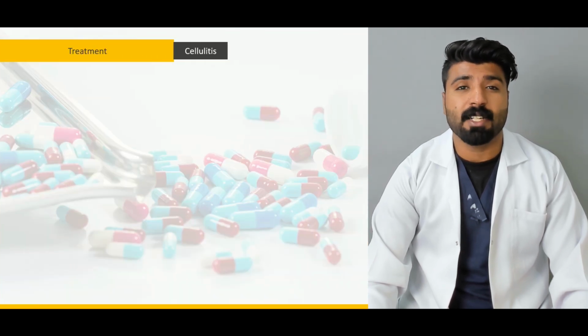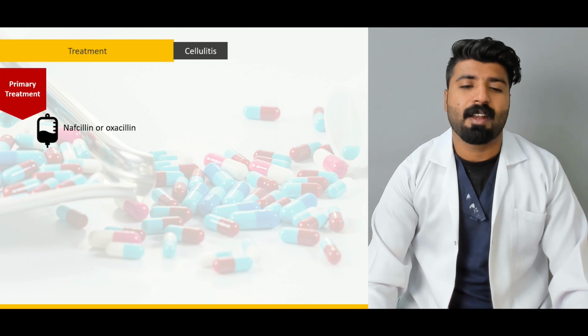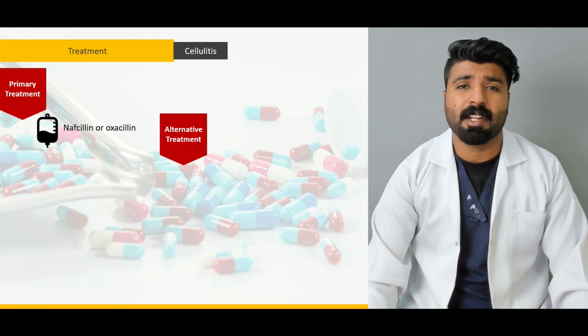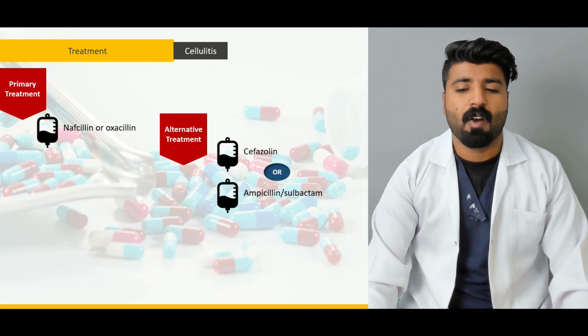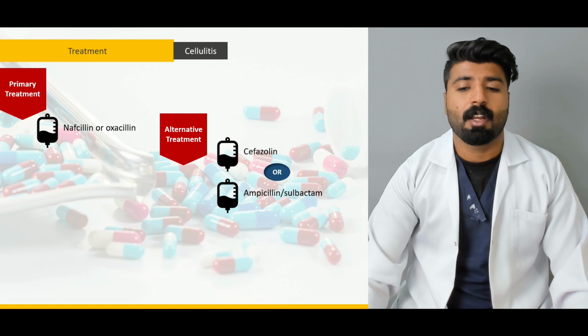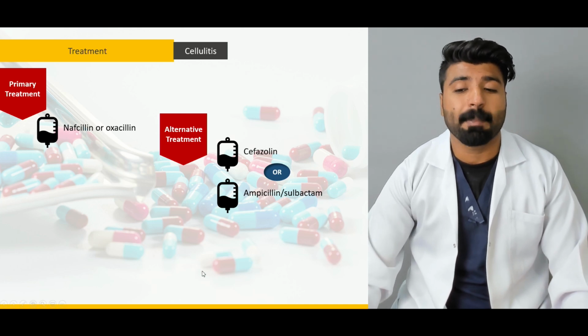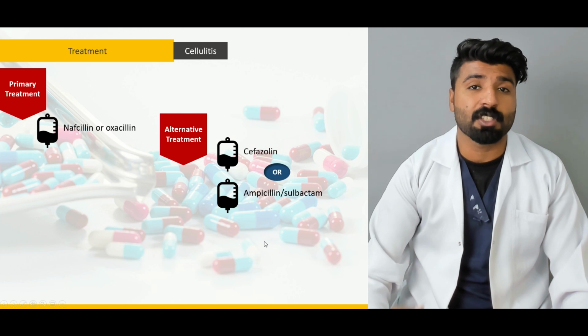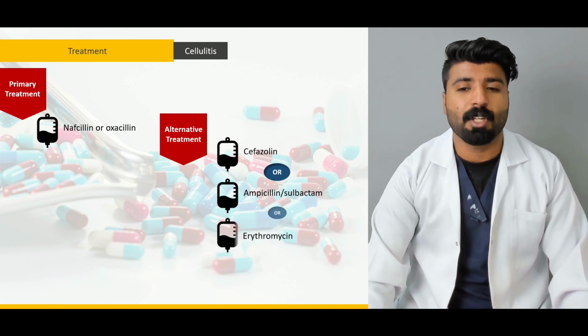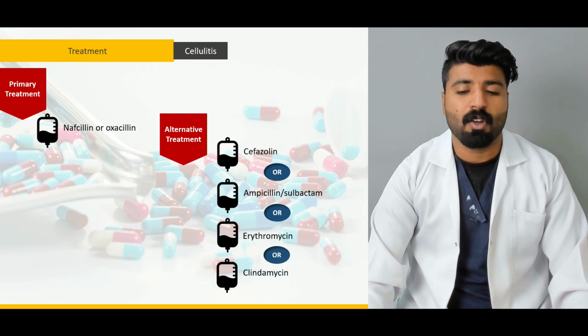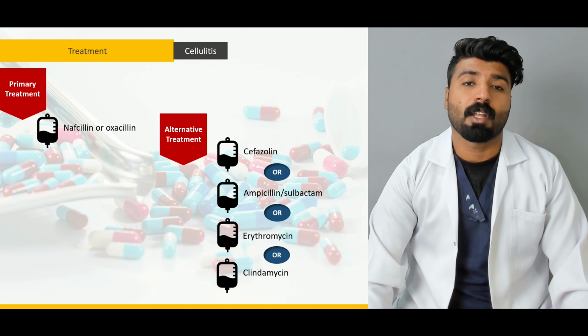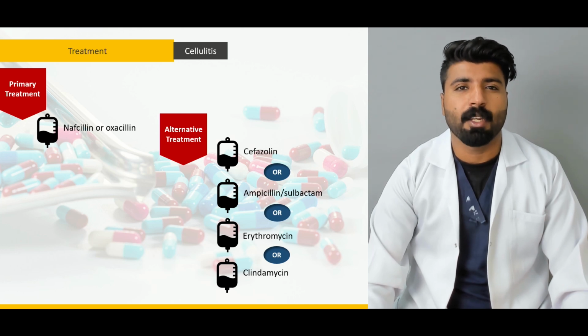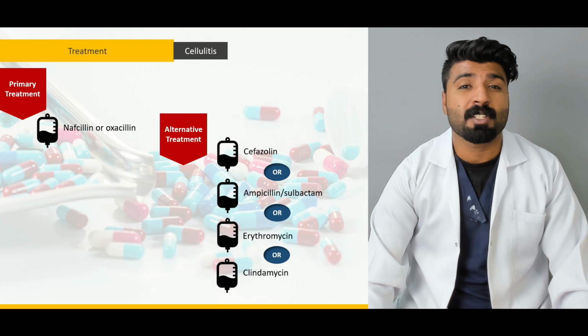Next on, you have treatment of cellulitis. Primary treatment is nafcillin or oxacillin, which is an antibiotic, and alternative treatment is cefazolin or ampicillin and sulbactam. Now, cefazolin is given when the patient is resistant to ampicillin or is allergic. Many patients you will see are allergic to ampicillin. So this is the basic modality of the treatment, or you can go for erythromycin, or clindamycin. You have all these antibiotics. What will determine which antibiotic you'll go for? The cultures will determine that. The cultures will tell you what kind of antibiotic is going to be sensitive to these organisms which are causing cellulitis.